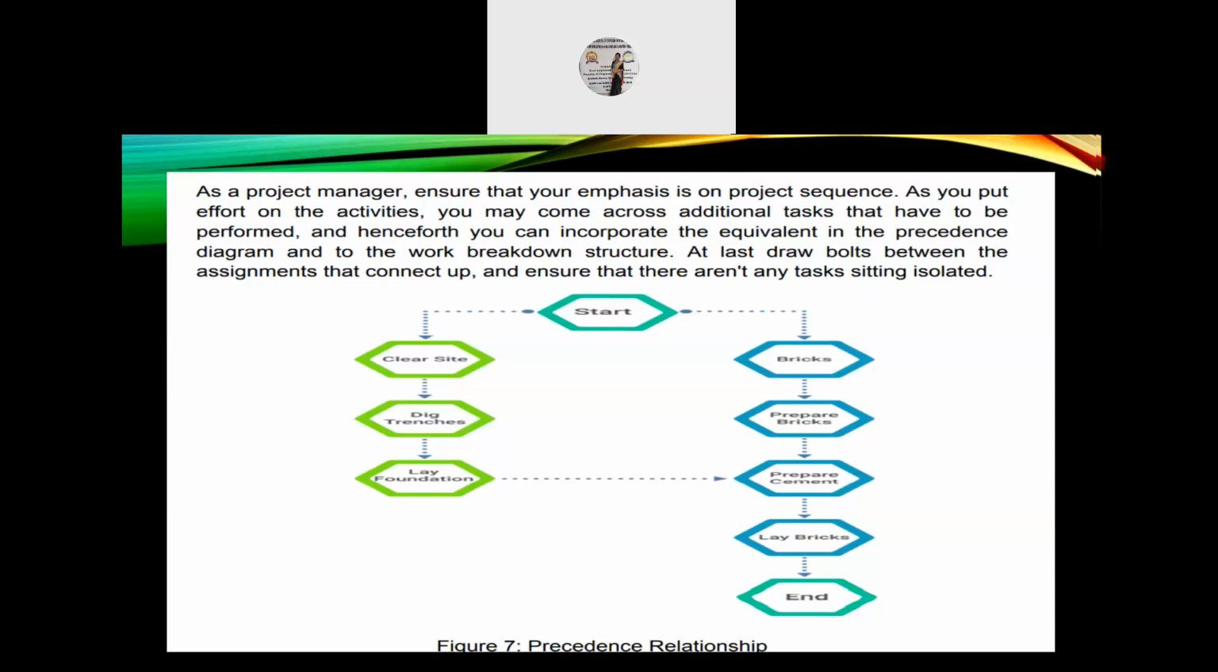In both ways you can do. After preparing bricks also, you can prepare cement. After laying the foundation also, you can prepare your cement. Cement comes in between. So after preparing cement, you go to lay the bricks, and that is the end. So this is an example of how a precedence relationship is done.